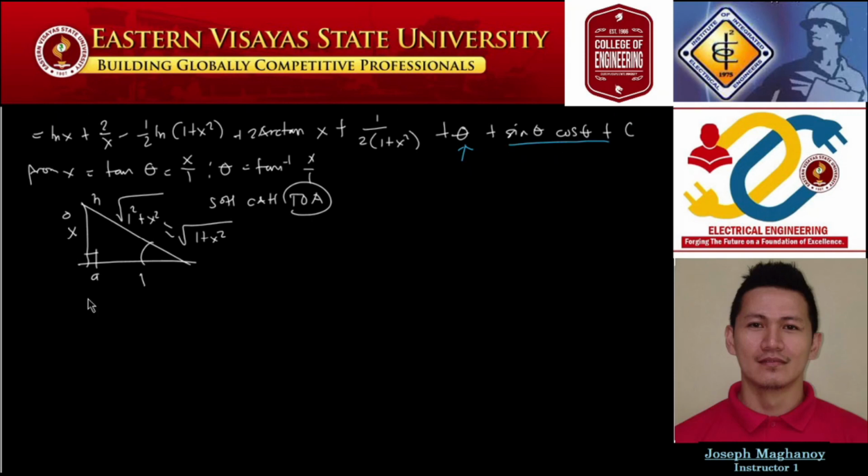So going back to our sine, sine theta is equal to opposite over hypotenuse. What is our opposite? x. And the hypotenuse is the square root of 1 plus x squared. How about for cosine theta? Cosine theta is adjacent, which is 1, over the hypotenuse, the square root of 1 plus x squared. So we have the values for theta, sine theta, and cosine theta. So finally, we can write our final answer.